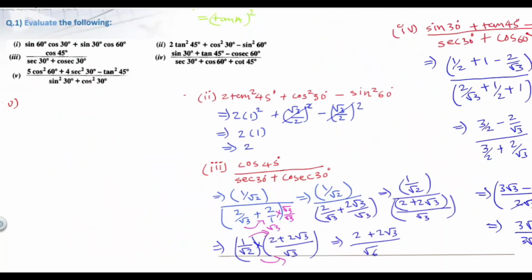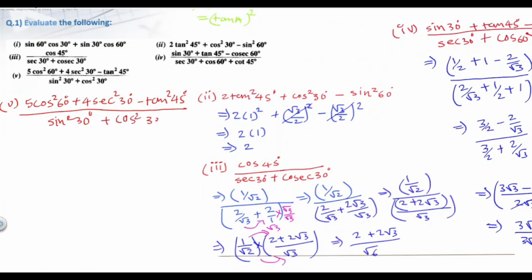Okay, so question number 5. Question number 5 is what? 5 cos square 60 degree plus 4 sec square 30 degree minus tan square 45 degree, right? Divided by sine square 30 degree plus cos square 30 degree. Okay, now just put the values here and we'll get the final result.